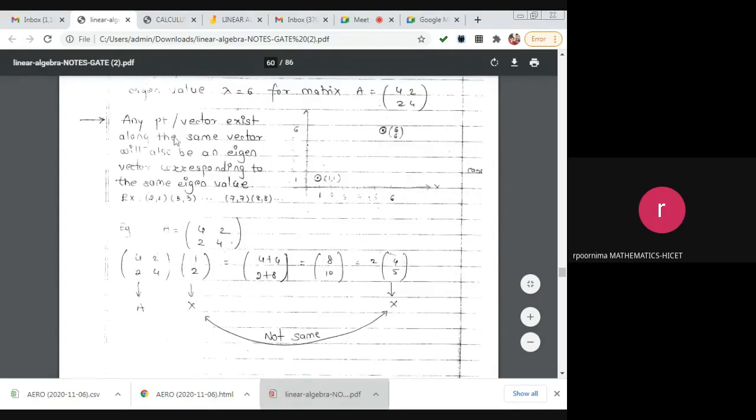Next, any point vector that exists along the same vector will also be an eigenvector corresponding to the same eigenvalue. Okay, these are the terms you have to remember.